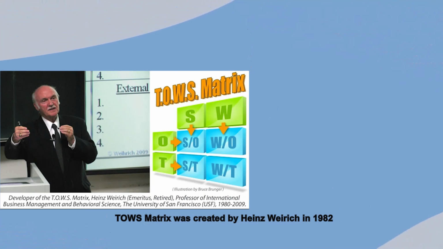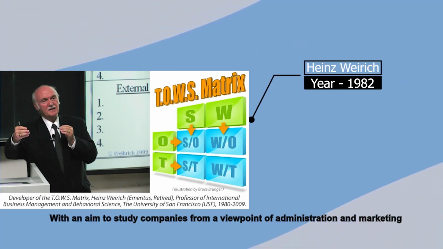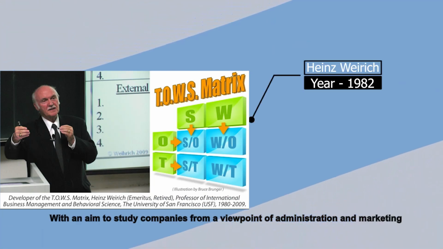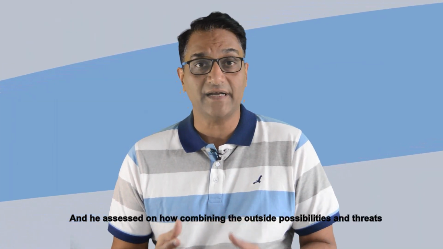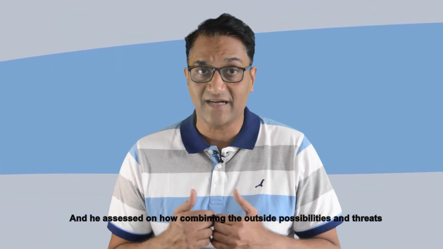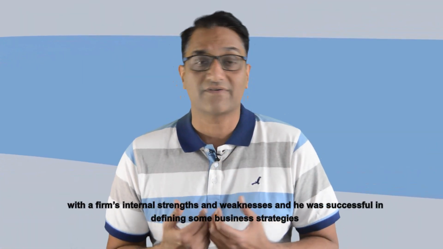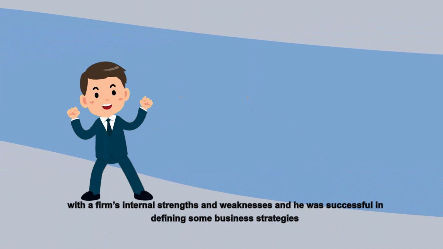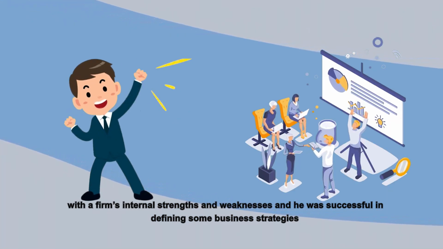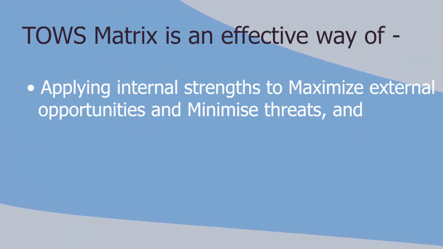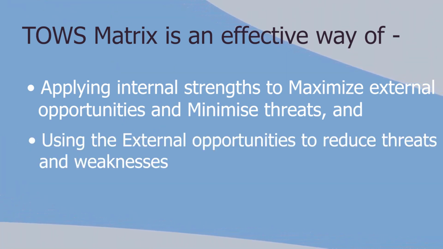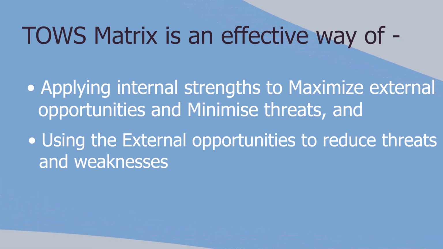TOWS matrix was created by Heinz Weihrich in 1982 with an aim to study companies from a viewpoint of administration and marketing. During his assessment, he combined the external opportunities and threats with the company's internal strengths and weaknesses, and he was successful in defining some business strategies. So TOWS is an effective way of applying those internal strengths and maximizing those external opportunities and minimizing threats and weaknesses. That's the whole idea of TOWS.